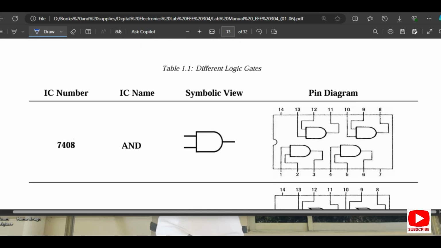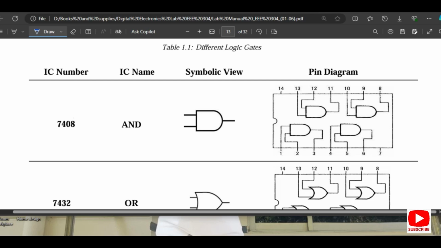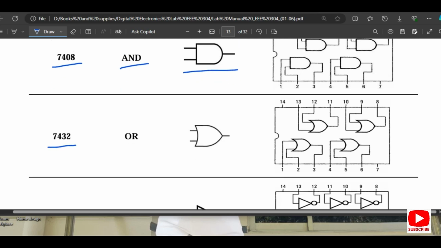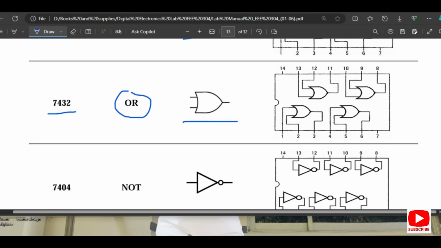Okay, so we have to remember some IC numbers, where IC number 7408 means AND gate. The symbol diagram is like here, but the pin system is here. We can see that our inputs will go to terminals 1 and 2, and our output will be found at terminal 3. A 7408 IC can handle 4 AND gates. We can see here. We have to remember that 7432 IC means OR gate, and the symbolic diagram is like here, and there are 4 OR gate operations in our 7432 IC.